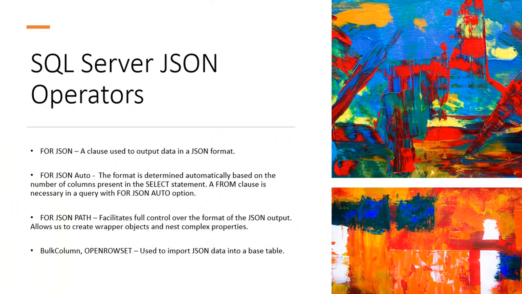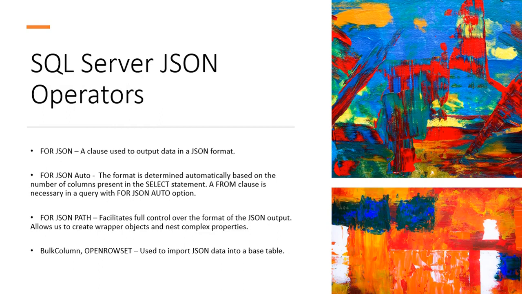Here are some common JSON operators that we use in a select from where query. FOR JSON is going to help format our output to be JSON. FOR JSON AUTO is the same thing. We're going to output to JSON, but it's going to be determined automatically based on the number of columns that are listed in our select statement. FOR JSON PATH gives us far more control, and it's also more complicated as you export your JSON output.